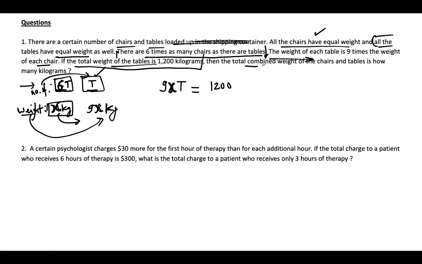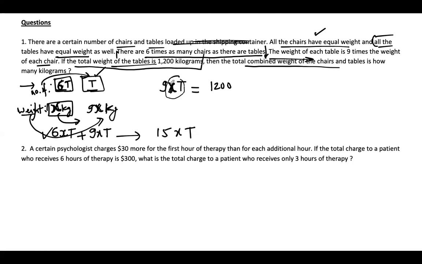And what is the question asking? The total combined weight of the chairs and tables is how many kilograms? So what is the total weight of the chairs? It's 6xt. And the total weight of the tables is 9xt. So the total weight would be 15xt.